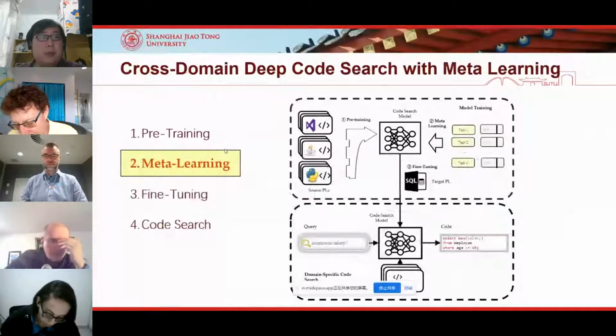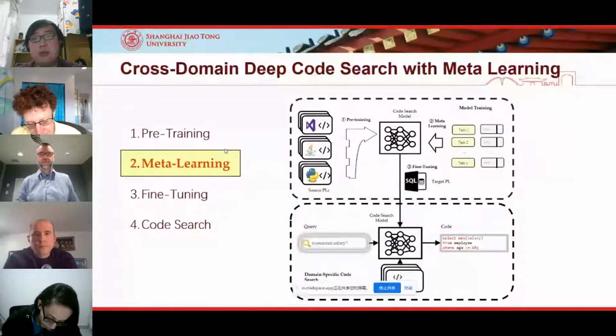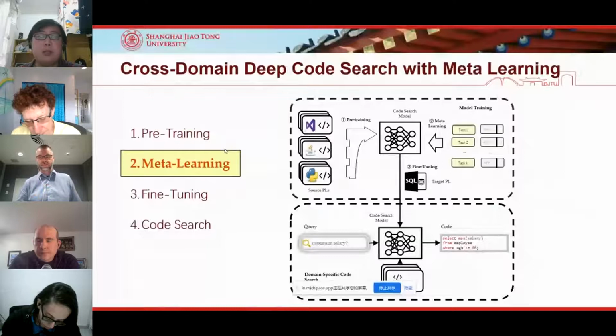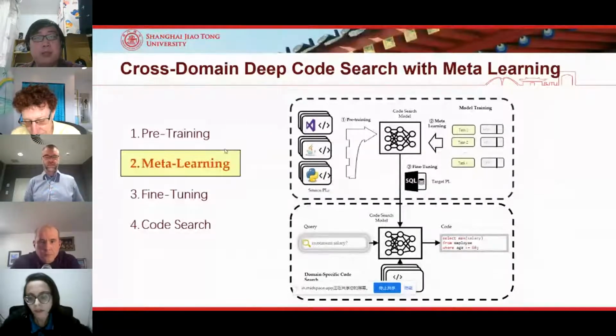In this work, we propose CDCS, a novel cross-domain deep code search method using meta-learning. In addition to pre-training and fine-tuning, CDCS adopts a few-shot meta-learning algorithm called MAML to learn a good initialization of model parameters, which can best be used in a domain-specific language.